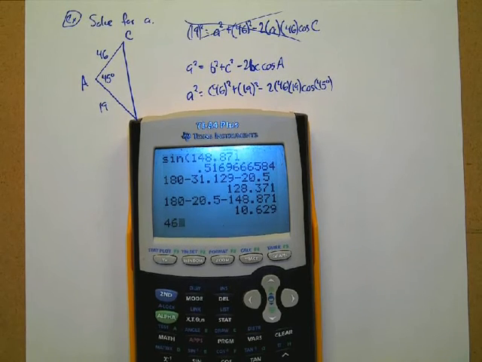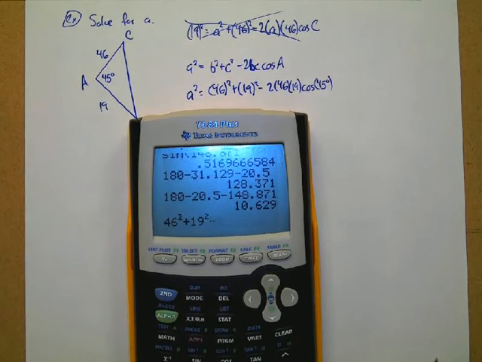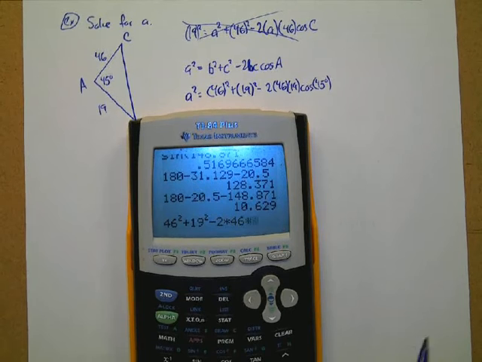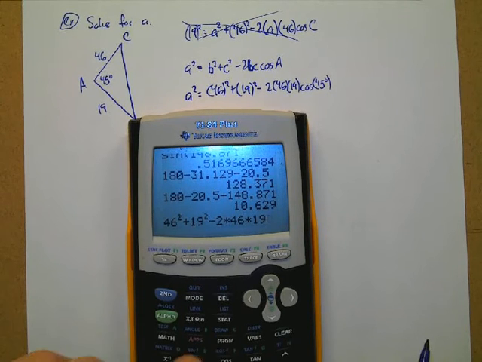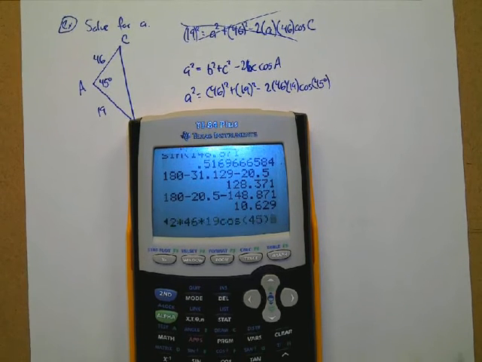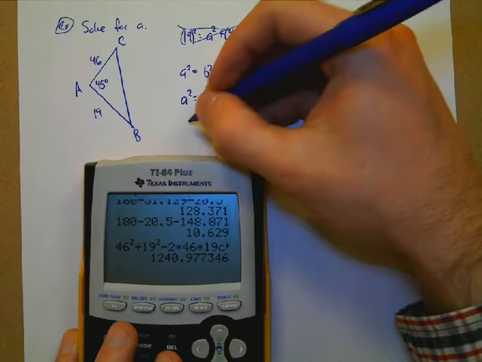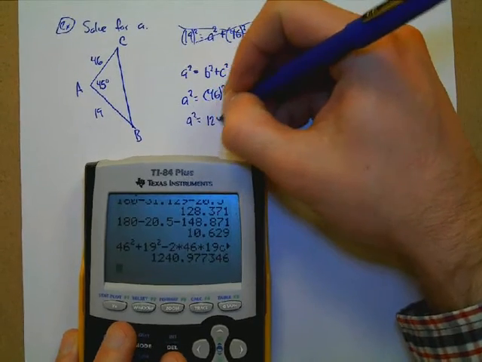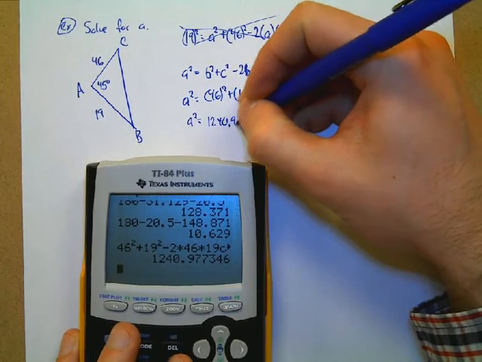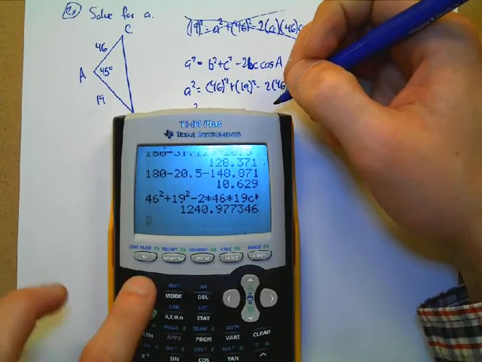Then we'll square root both sides, and so we get 35.228. I should have squiggly equals here too. So there's the measure for side A, about 35.228.